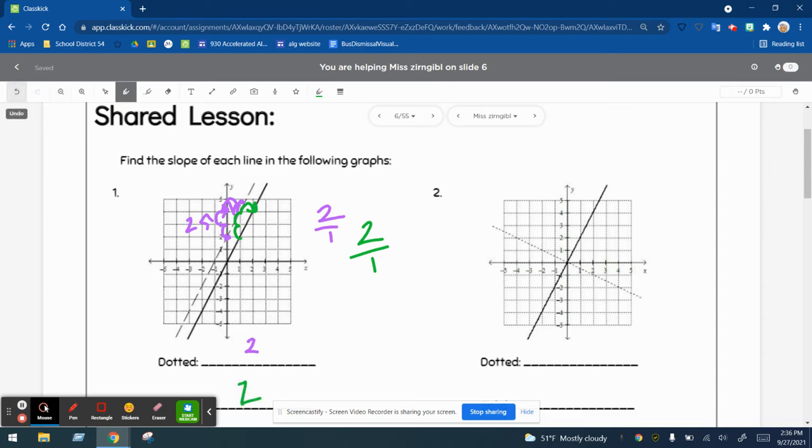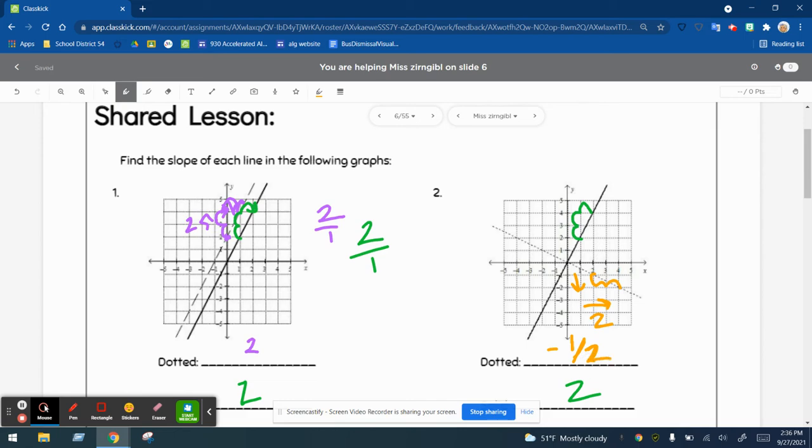Okay, let's go ahead over here and look at our solid line. 1, 2 over 1. Okay, so that's 2. That's the solid. And the dotted is going down, so I know that's going to be negative. Let's look. It goes down 1 and over 2. So that's a down 1, right 2. So that's a negative 1 over 2.